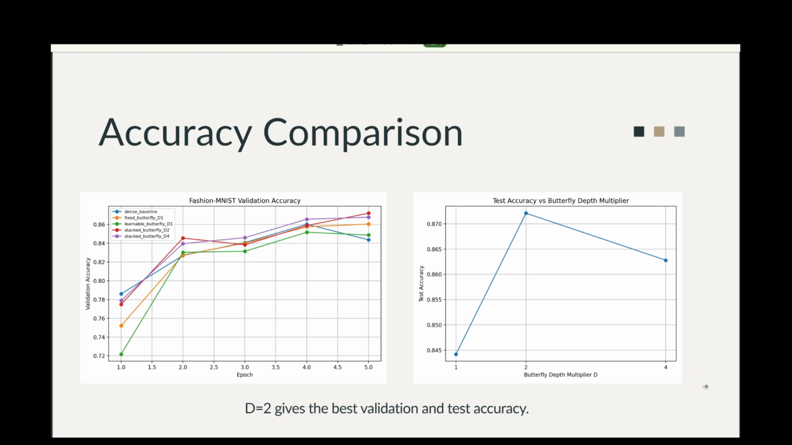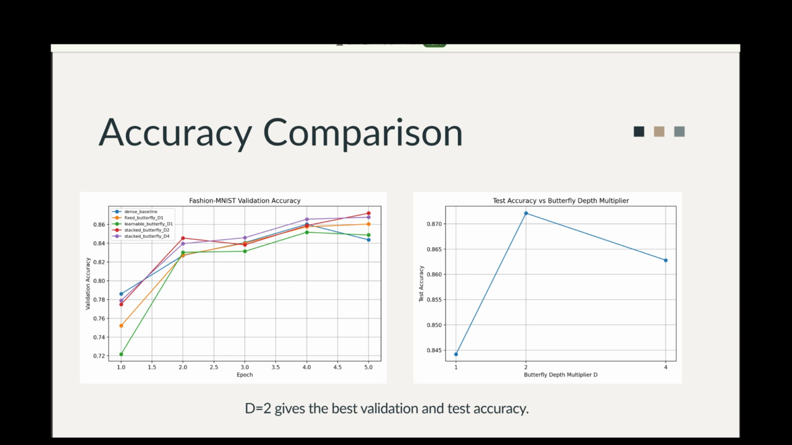This slide compares the accuracy of the butterfly models. On the left, the validation accuracy curve shows that the d equals 2 stacked butterfly model reached the highest validation accuracy by the final epoch. On the right, the test accuracy as a function of d shows the same trend. When d equals 1, the accuracy is low. When d increased to 2, the test accuracy improved to 87%.